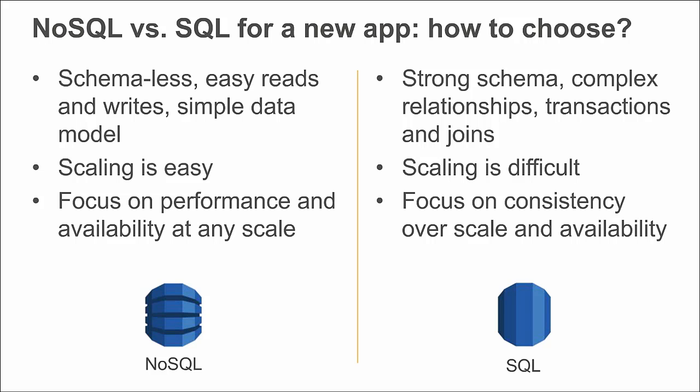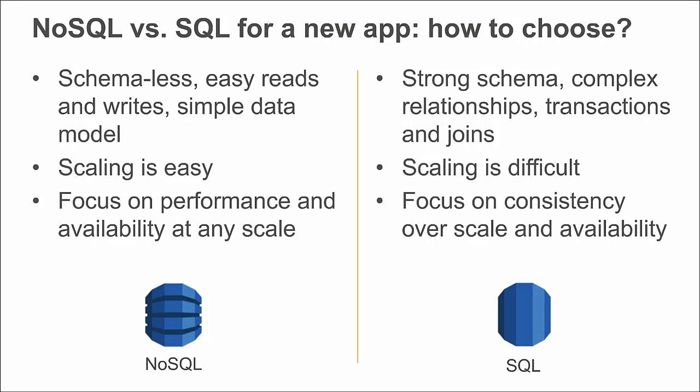So when you talk about NoSQL, it's schemaless, as we talked about. So it's pretty easy to do reads and writes and create a very simple data model, because you're not constrained by a more rigid schema that might exist in a relational database. Scaling is easy because you can dial up and down your read and write operations. And DynamoDB is really focused on performance and availability at any scale.